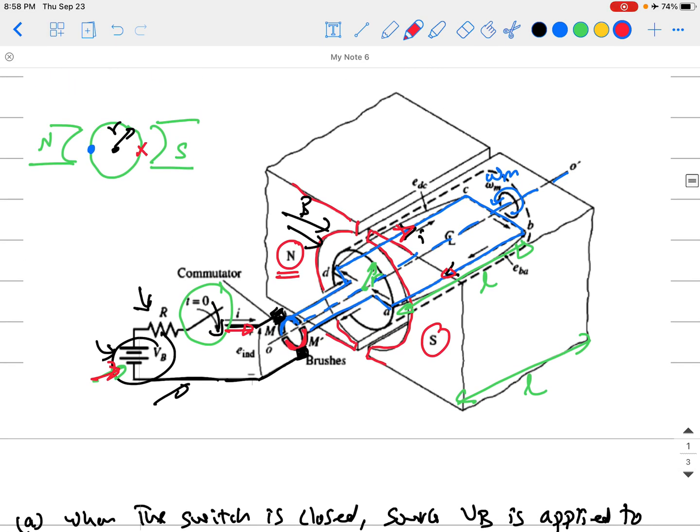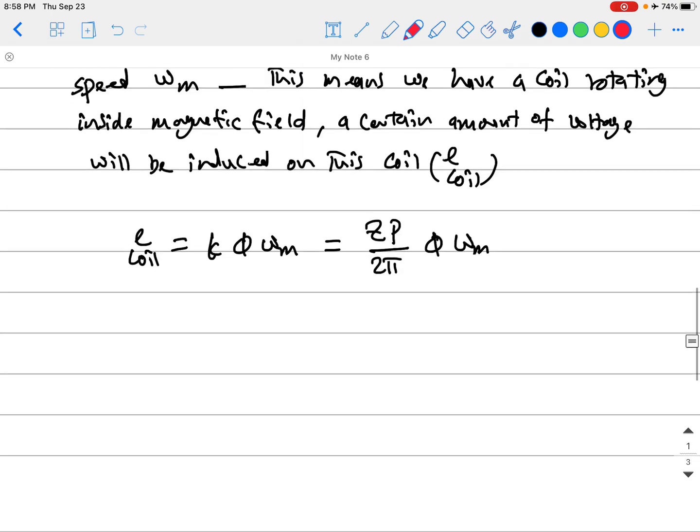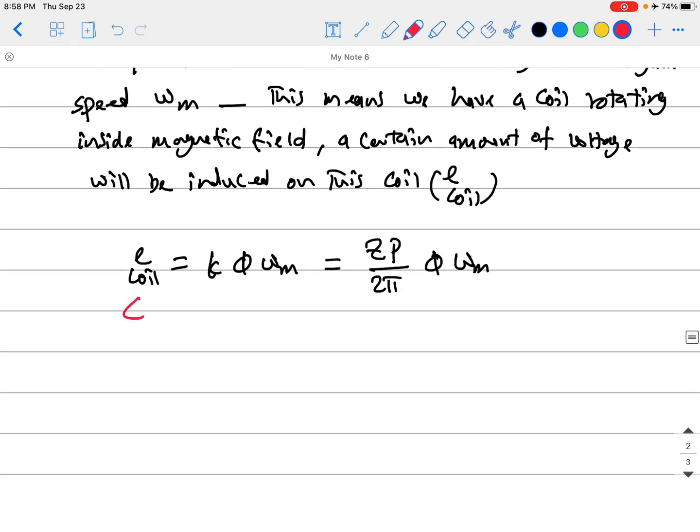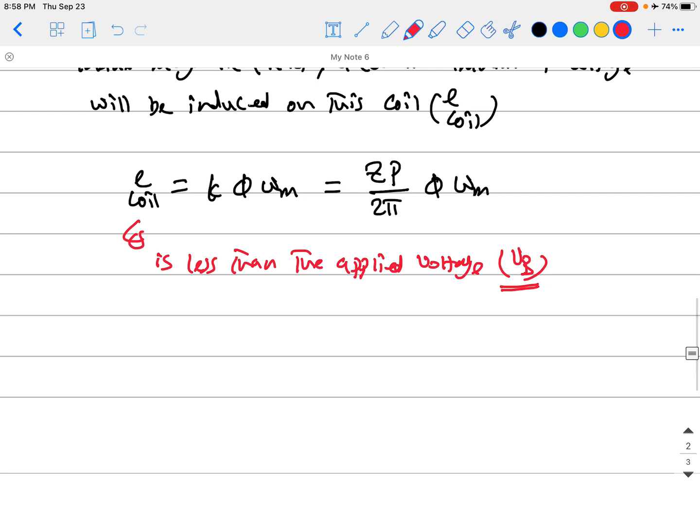But now whether the machine will work as a motor or as a generator just depends on which one of them is higher. So this induced voltage E is less than the applied voltage VB. And that's the whole point. This induced voltage that's being induced inside the coil will be less than the other one that's coming from outside, from this source. And that's why the machine is still a motor. You know what I mean? So that's a motor, but there is some induced voltage inside it, okay?